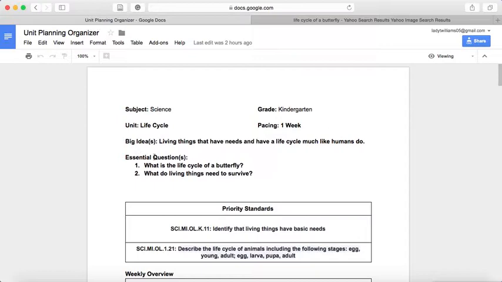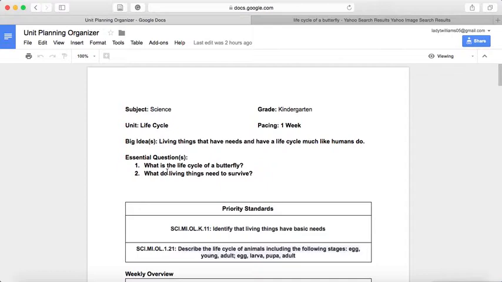It also has the big idea, which in this case is living things have needs and have a life cycle much like humans do. My essential questions are next. I tried to limit these so that there are not too many things going on at one time. So the first question is, what is the life cycle of a butterfly? And then the second question is, what do living things need to survive?